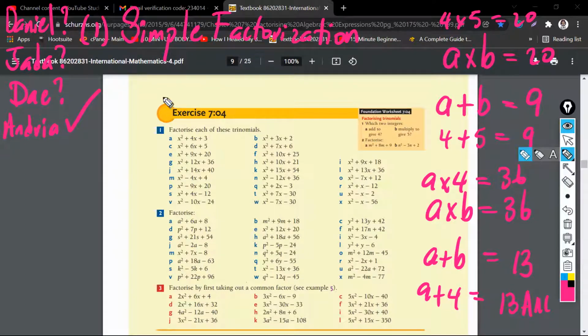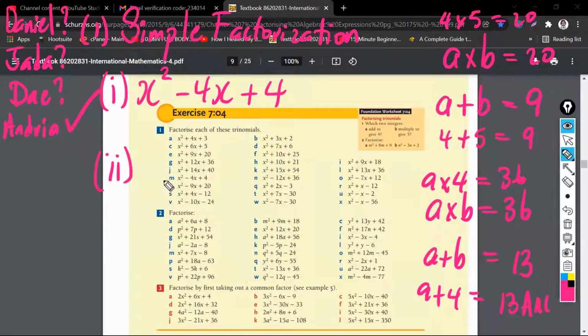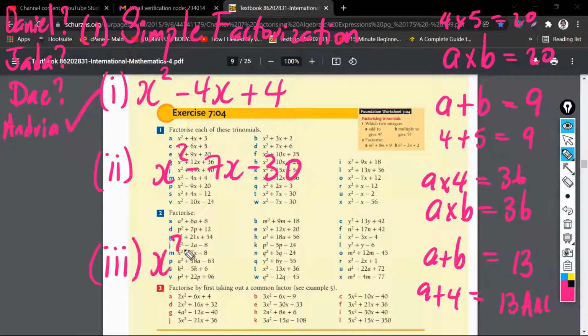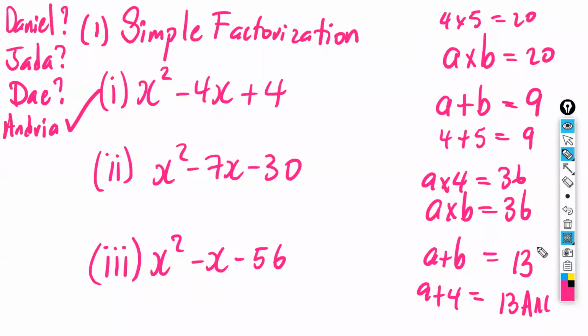Let's do x squared minus 4x plus 4. So that's the first one. Then let's do x squared minus 7x minus 30. And then the last one is going to be x squared minus x minus 56. Let's use that one. These are kind of more difficult, eh?